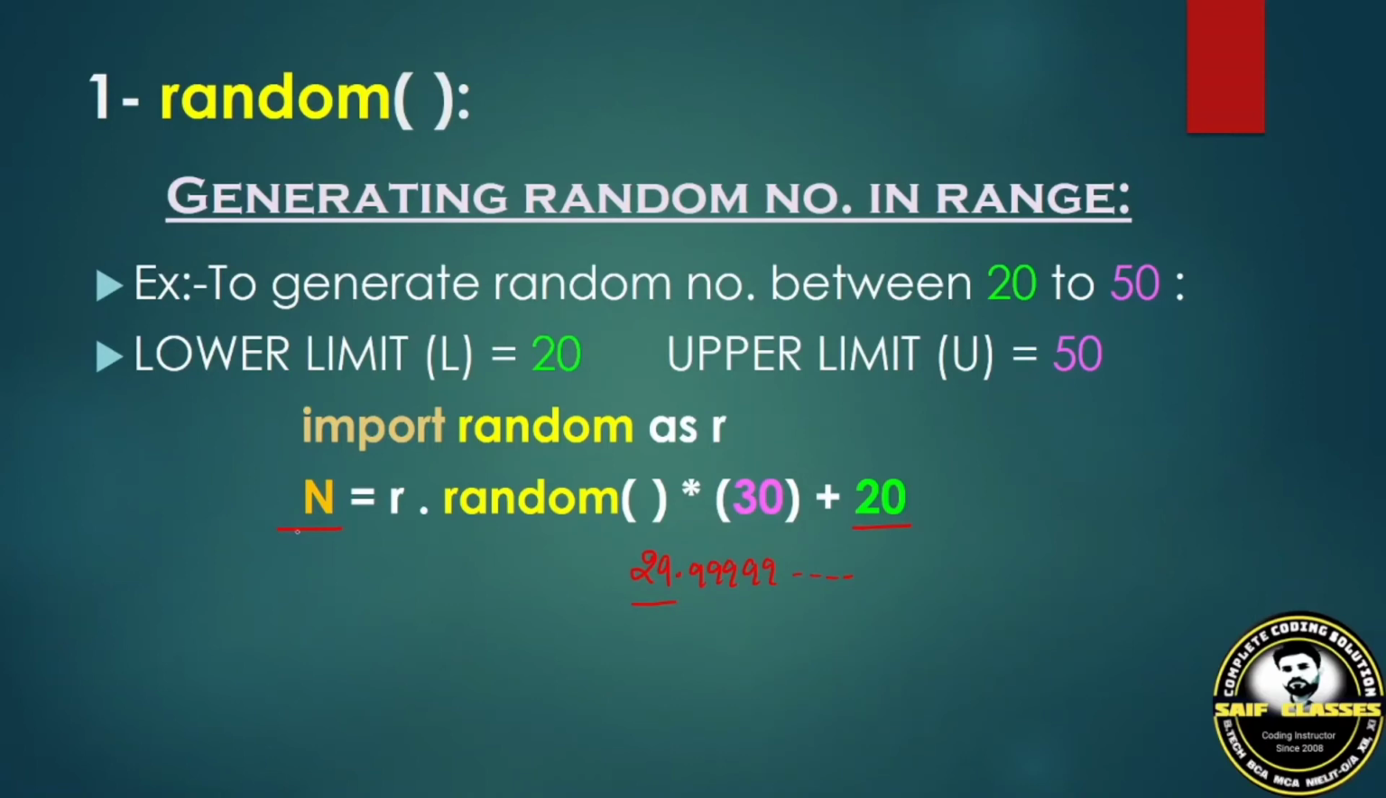So this is the rule for how to get the minimum and maximum using the random function. I hope it is clear.